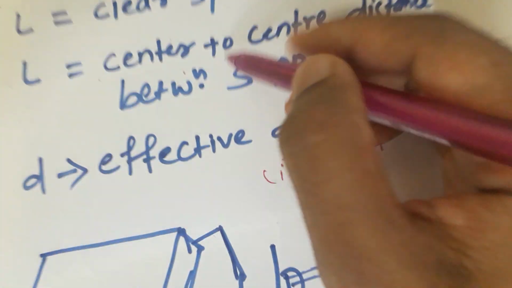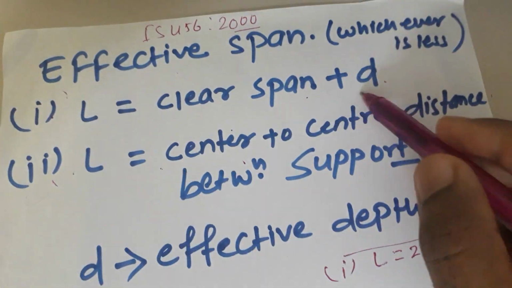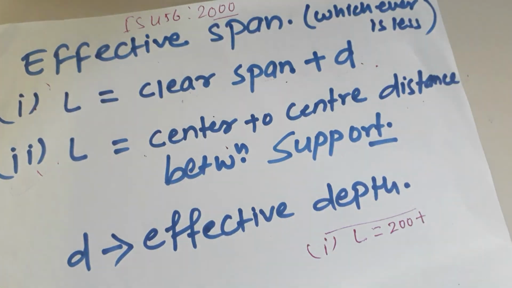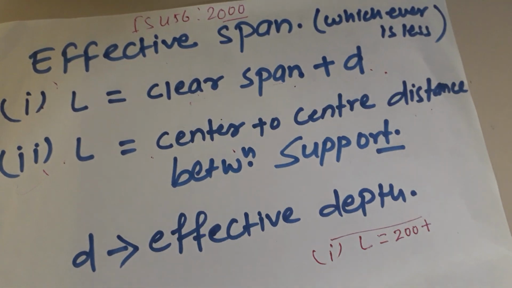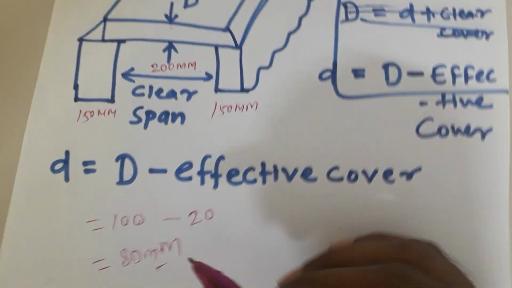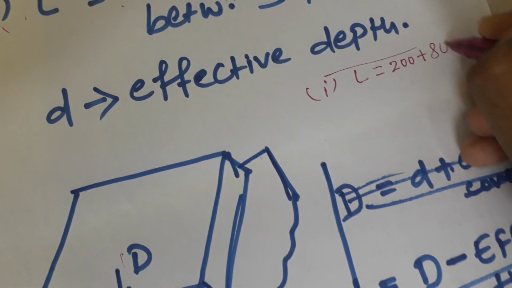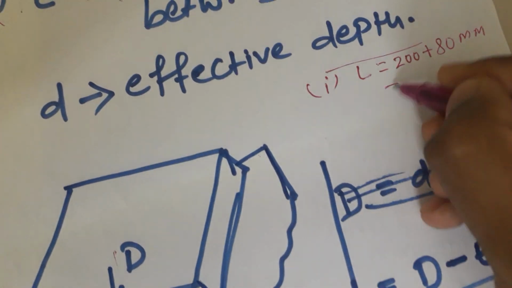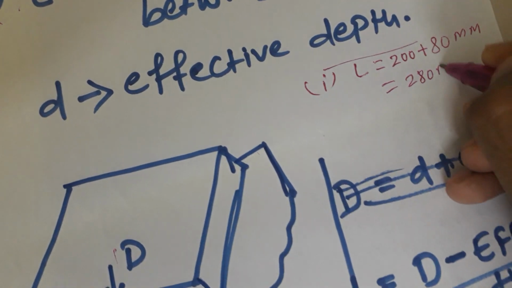So coming to the first condition, clear span plus D, the clear span is 200 mm and D from here is 80 mm. Adding 80 mm to this will be 280 mm.